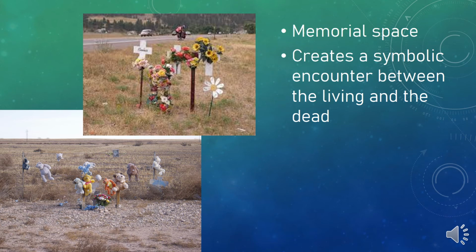Grave sites are a type of memory space and create a symbolic encounter between the living and the dead. In the case of these images, while they are most likely not a grave site, they represent where someone died. These types of memorials next to roads represent someone who was hit by a car or who died because they had a car accident there. They are used to warn drivers: be careful, slow down.